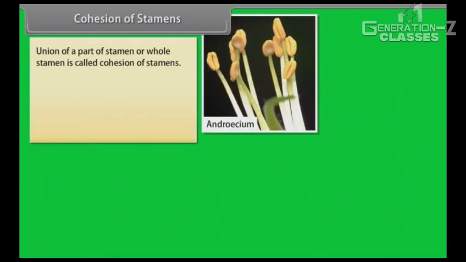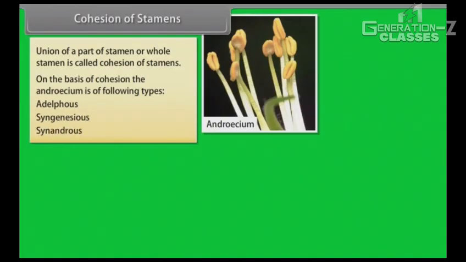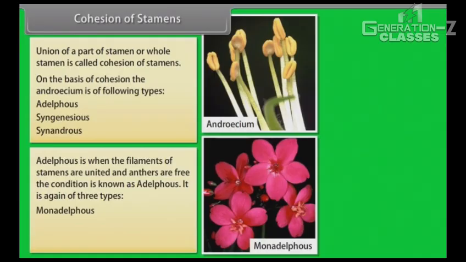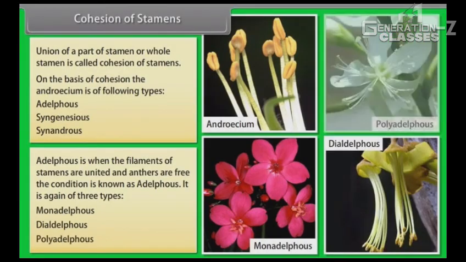Cohesion of stamens. Union of a part of stamen or whole stamen is called cohesion of stamens. On the basis of cohesion, the androecium is of following types: adelphous, syngenesis, synandrous. Adelphous is when the filaments of stamens are united and anthers are free. It is again of 3 types: monadelphous, didelphous, polyadelphous.